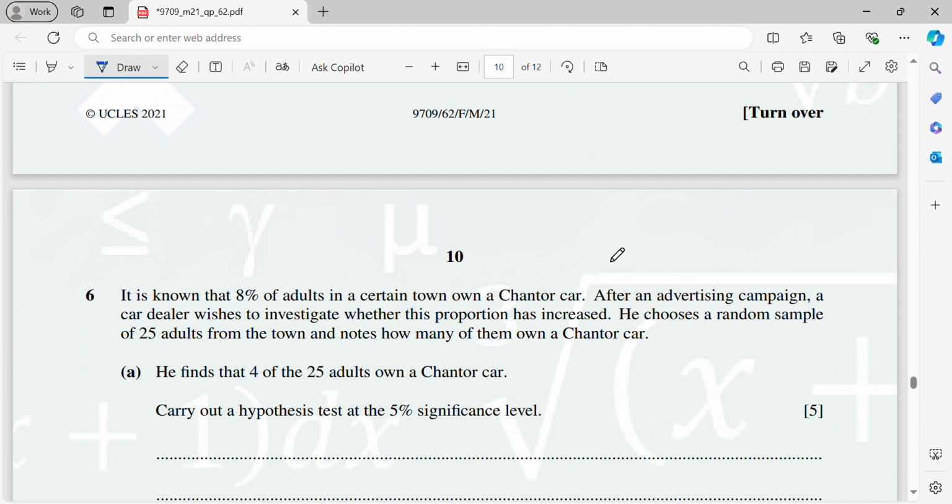Question 6. It is known that 8% of the adults in a certain town own a Candor car. After an advertising campaign, a car dealer wishes to investigate whether this proportion has increased. Okay, so now he chooses a random sample of 25 adults from the town and notes how many of them own a Candor car. Now A, he finds that 4 out of 25 adults own a Candor car. Now carry out a hypothesis test at the 5% significance level.